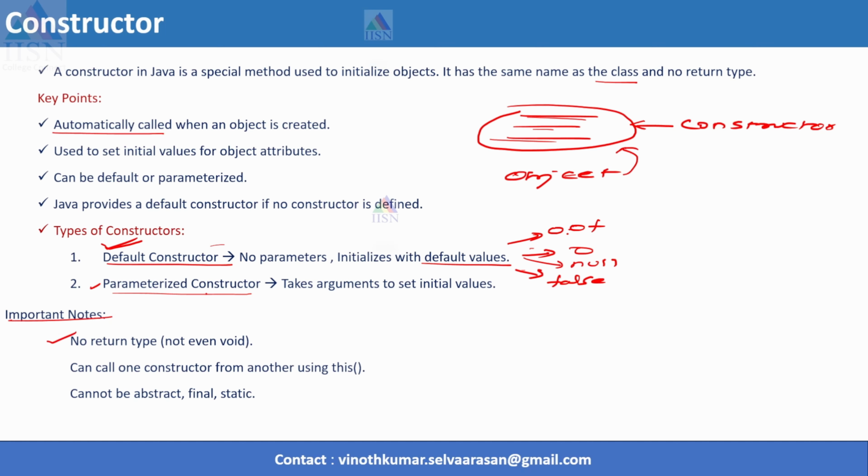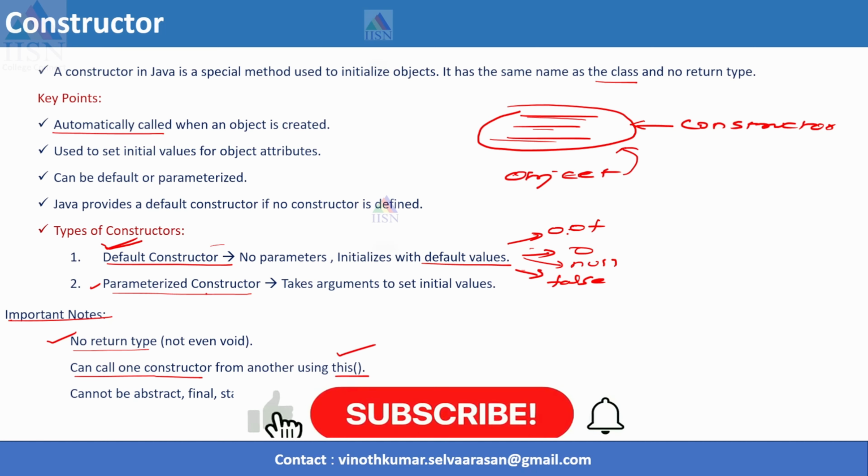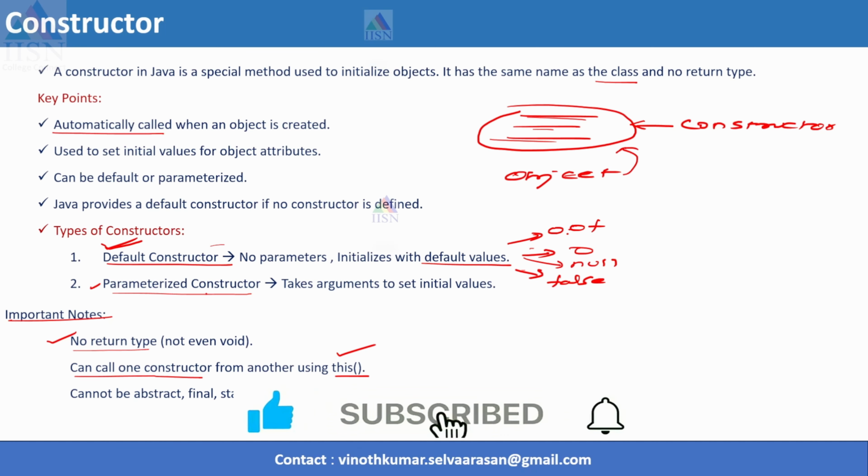Then some important key points about the constructor. Here you see the constructor does not return any data type, and one constructor can be called from another constructor by using the this keyword. We are going to see what the this keyword is in later videos. One point to make is that a constructor cannot be final, and it cannot be static. Okay, so now we are going to see the implementation of a constructor. Let's move to the implementation part.